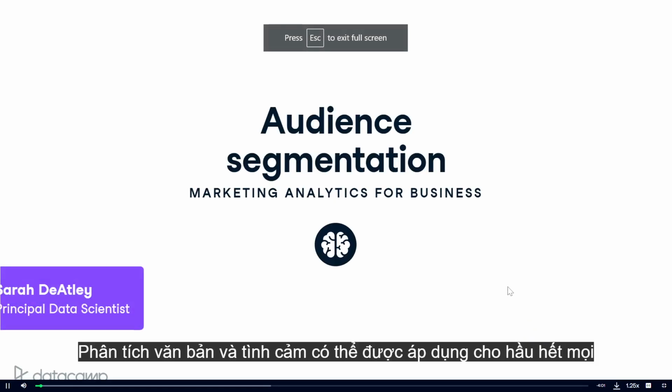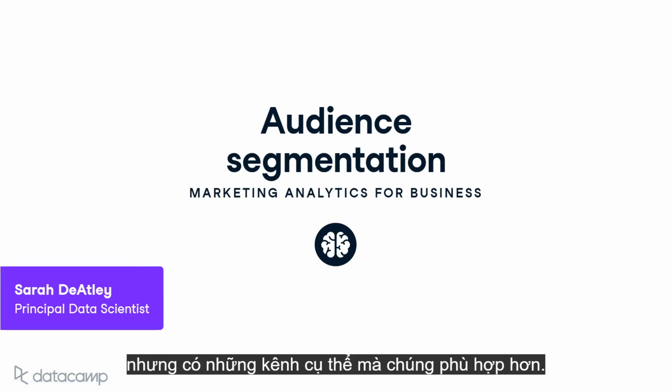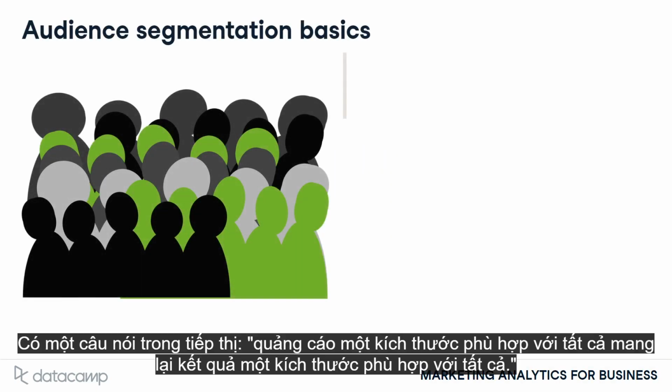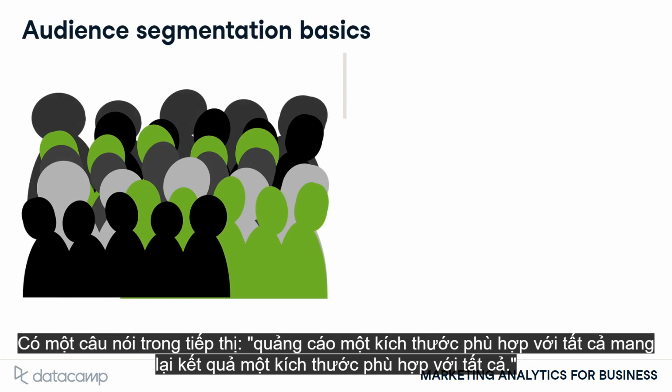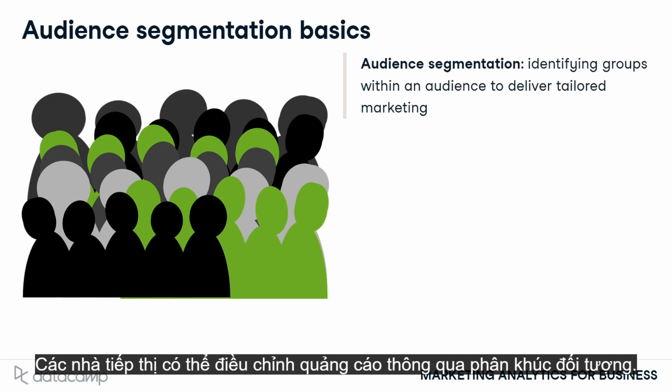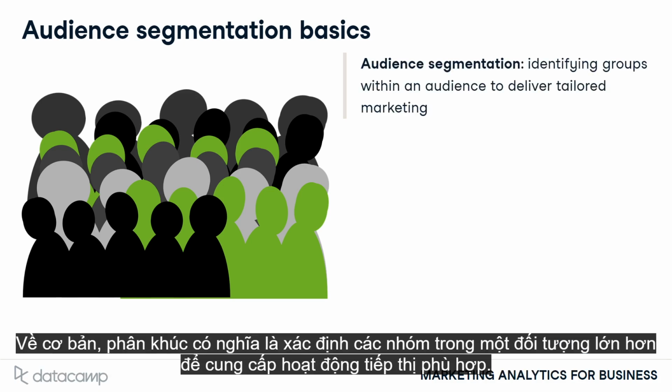Text and sentiment analysis can be applied to almost any channel, but there are specific channels they are more aligned with. Audience segmentation, on the other hand, applies to all channels at one point or another. There is a saying in marketing, one-size-fits-all advertising delivers one-size-fits-all results. Marketers can tailor advertising via audience segmentation. Segmentation essentially means identifying groups within a larger audience to deliver tailored marketing.